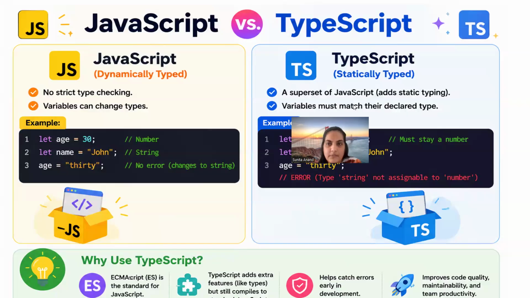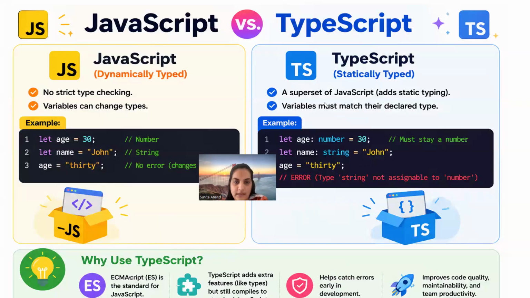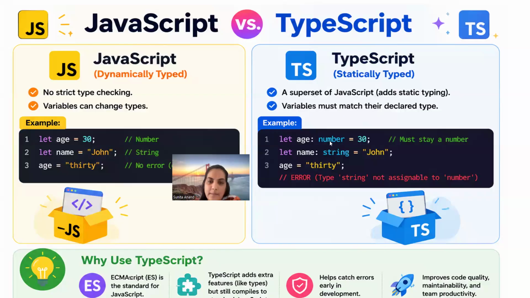So what we can understand is that TypeScript is a superset of JavaScript. Can you see there is a let keyword? The data types remain the same. We are going to see more concepts on why it is a superset. That means every feature of JavaScript is also present in TypeScript. And in TypeScript, variables must match their declared type. We have declared the age variable as number, and the name variable as a string, and they must strictly adhere to it.